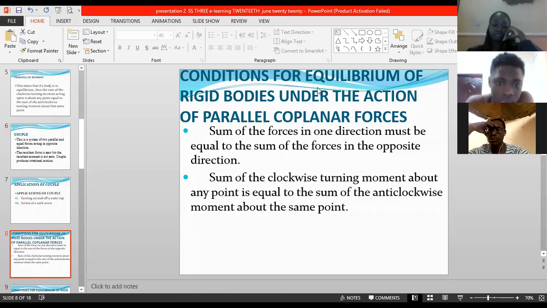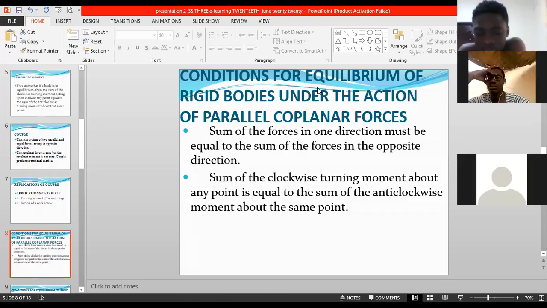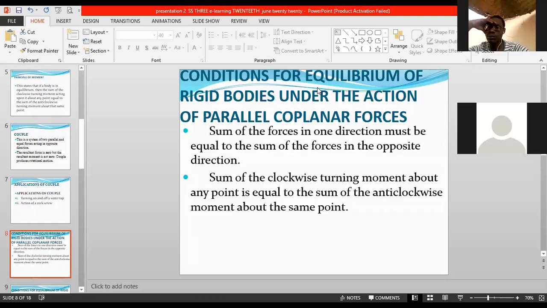That means for a body to be at equilibrium, for a rigid body, the forces acting in one direction must be equal to the forces acting in the opposite direction. What I mean here is that if I have forces acting in this direction, I have F1, F2, then downward here, I have F3 and F4.